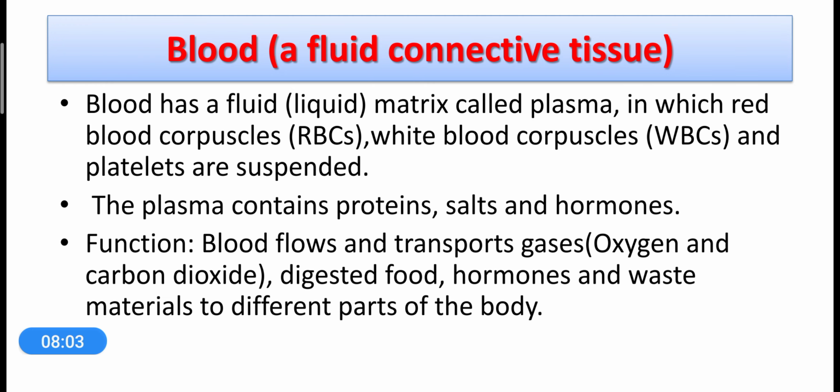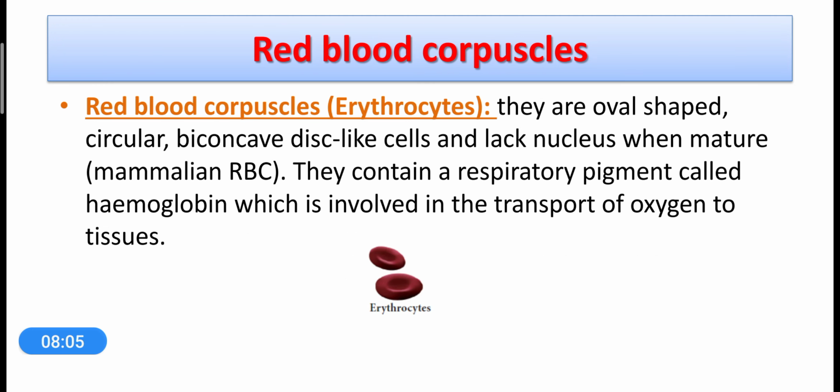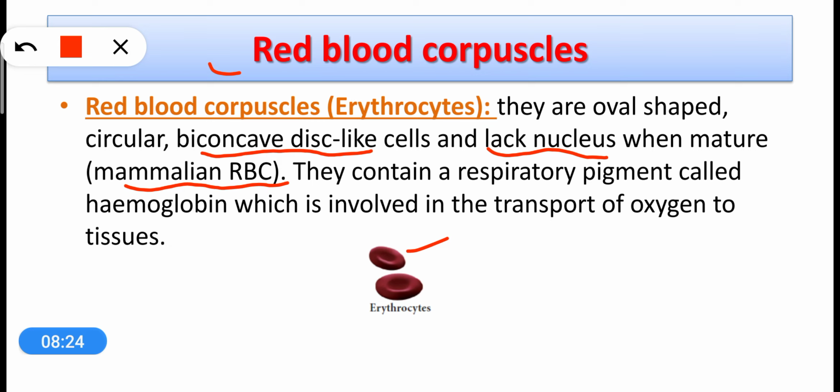Okay, now we will discuss one by one about the different cells of the blood. For example, if we talk about red blood cells, they are called red blood corpuscles or erythrocytes also. They are generally oval, disc-like, and biconcave in shape, right? And they lack a nucleus when they mature, especially if we talk about mammalian RBCs. The mammalian RBCs do not have a nucleus at their maturity.